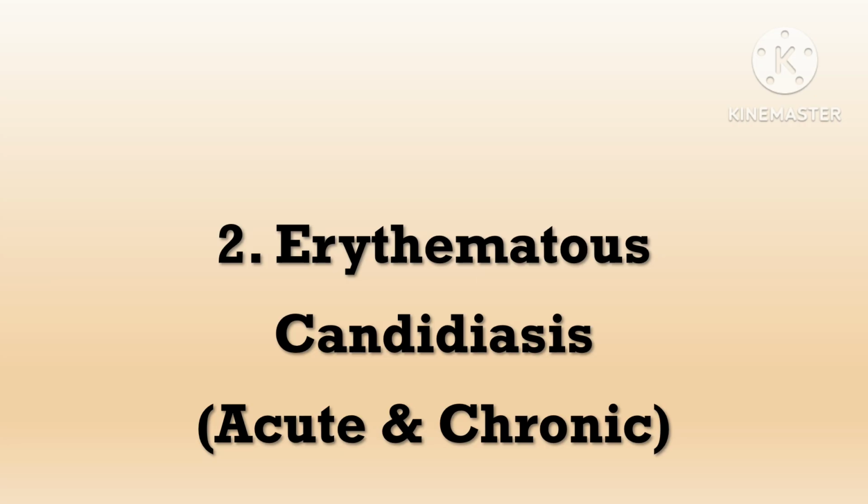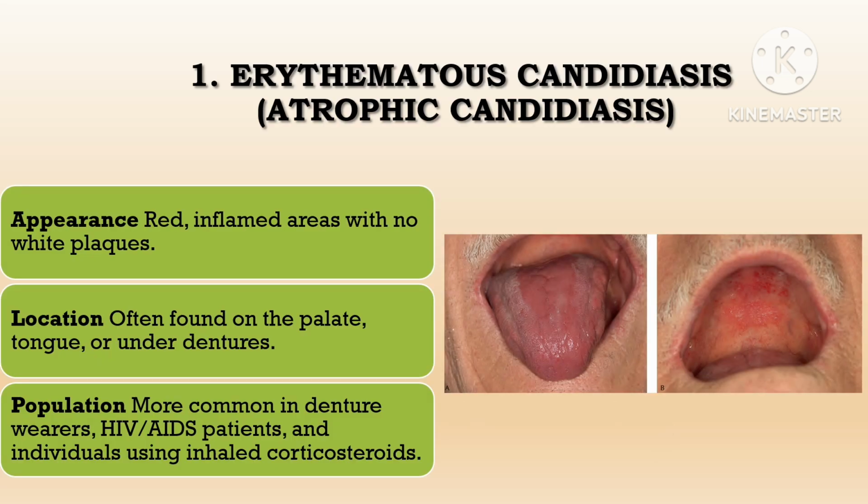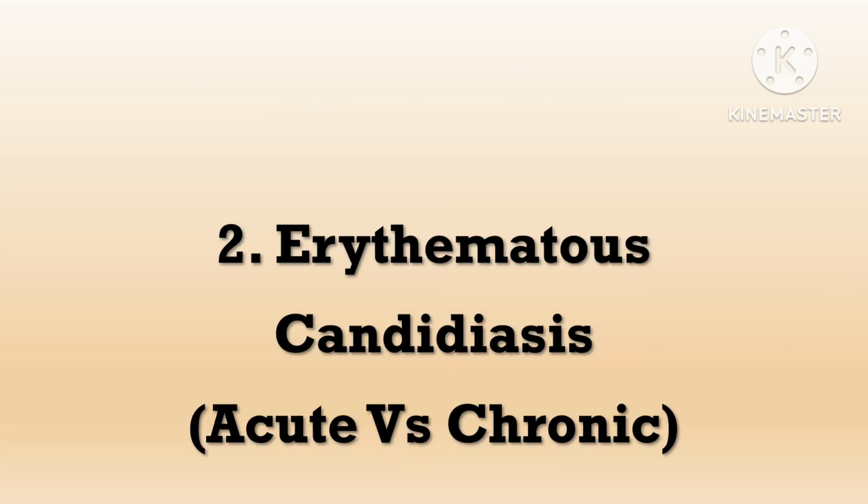Second classification of candidiasis on the basis of clinical features is erythematous candidiasis, which is also known as atrophic candidiasis. It appears as a red and inflamed area with no white plaques, as there are in the pseudomembranous form. It is most commonly found in the palate, tongue, or under the dentures, and it is more common in denture wearers, HIV or AIDS patients, and individuals who are using inhaled corticosteroids.